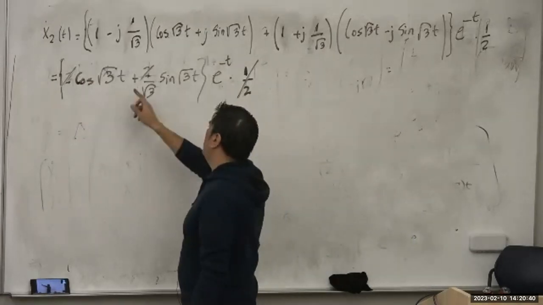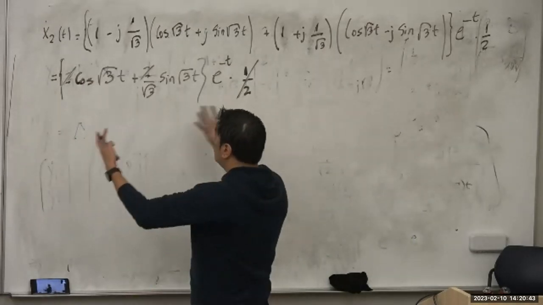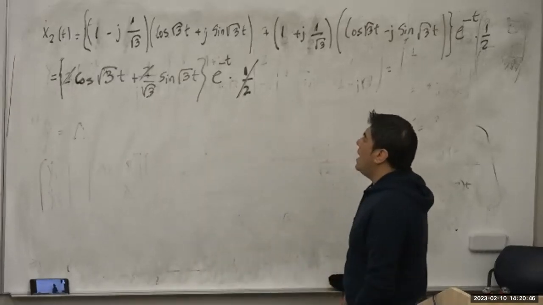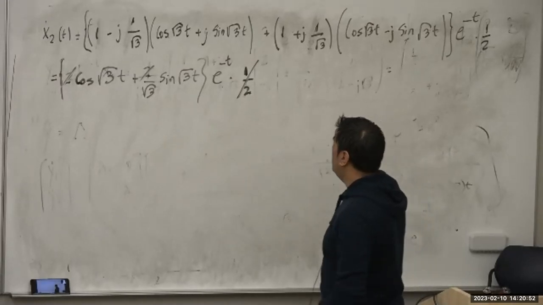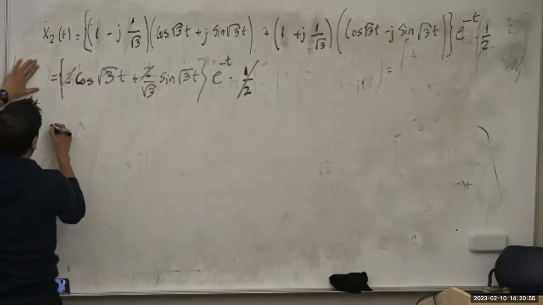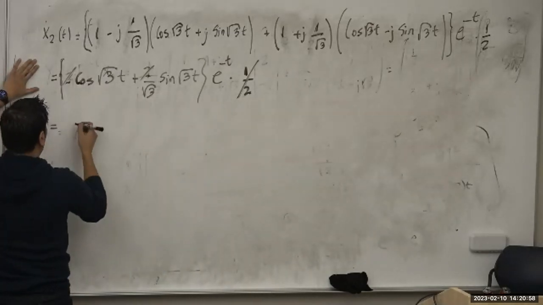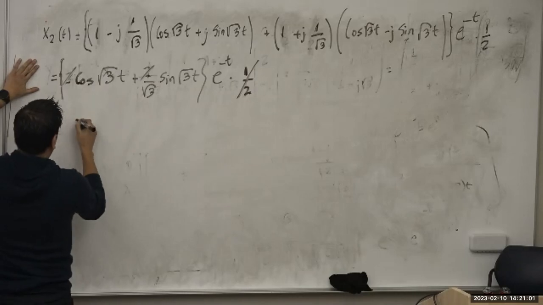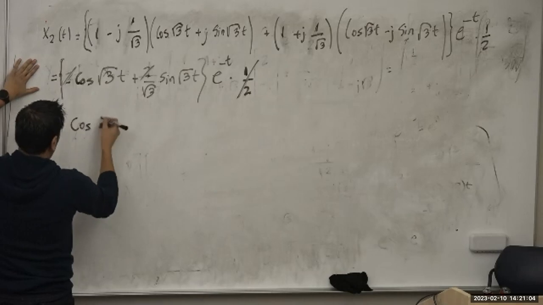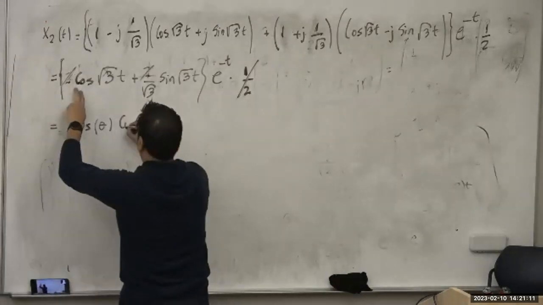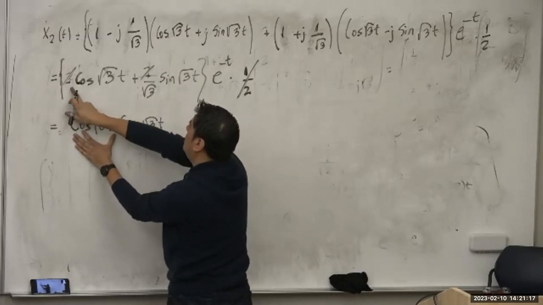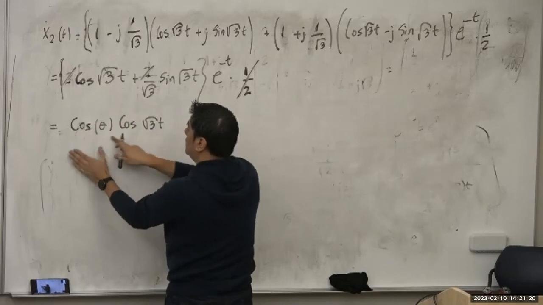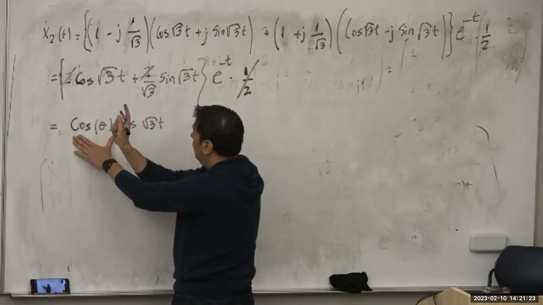We sometimes don't like this cosine and sine, it's not clear. It's better to combine it in just one term. To do that, we can propose that the solution we're looking for is cosine of some angle, let's call it theta, multiplied by cosine of the square root of 3t. What is cosine of theta? What do you have there? It's a 1. So basically, we're saying that this cosine of theta needs to be equal to 1.